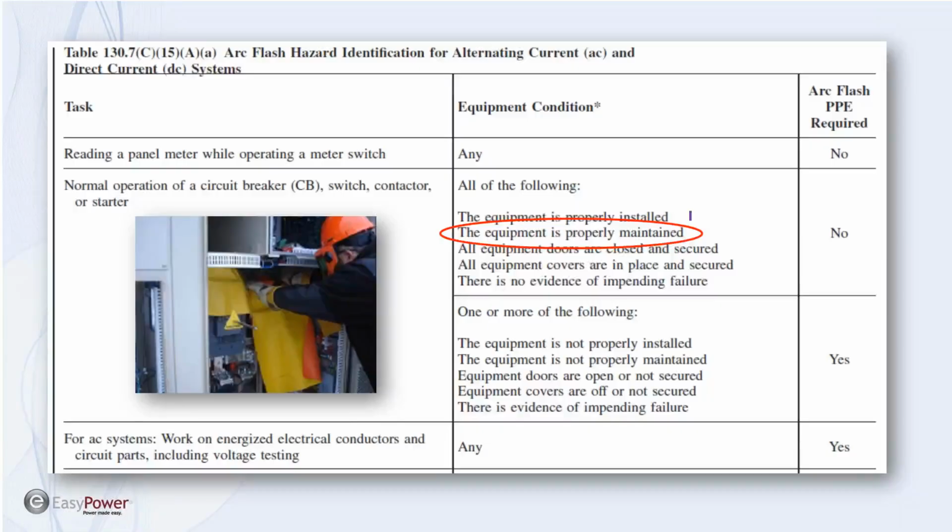So do you need it or do you not need it? If all of the following are true for operating a circuit breaker or contactor, that's with all the doors closed, you don't need it: if the equipment's installed properly, if it's maintained properly, doors are closed and secured, and covers are in place and secured, and there's no evidence of impending failure. If any of that is not true, then you would have to have arc-rated clothing just to operate a switch or a circuit breaker on the outside of things. So that's an important thing to think about.